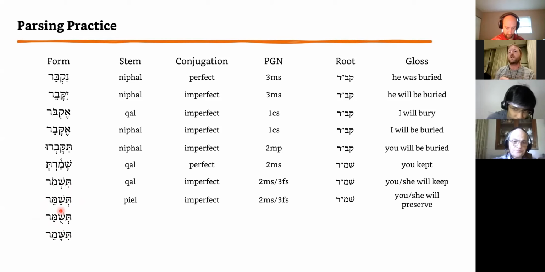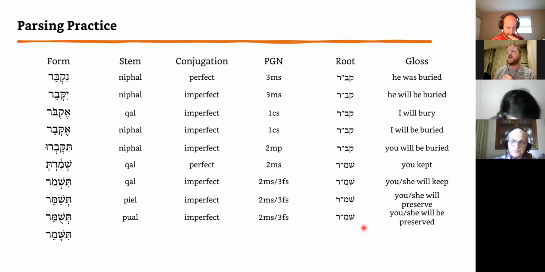So if we look at the next one, I'm just going to throw it out there. Everything is exactly the same, but it's piel versus pual. So to shamer and to shumar. That's the difference there. It's you will be preserved or she will be preserved.